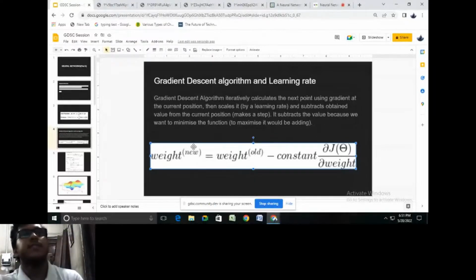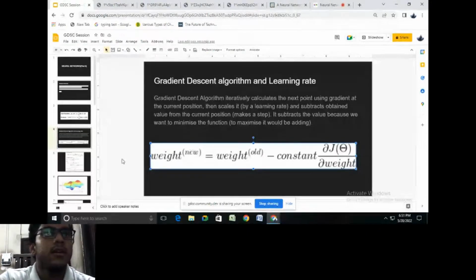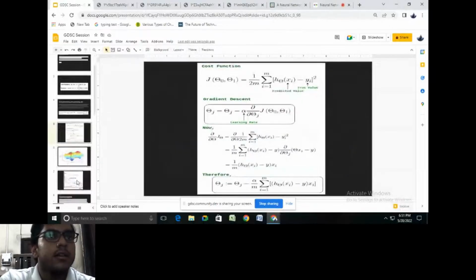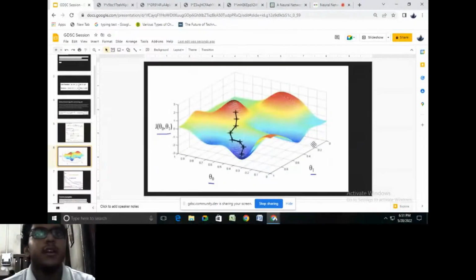So why is this algorithm called gradient descent? Because we strive to find the minimum of the cost function. You see here, this is how the cost function looks for two parameters theta 0 and theta 1. The cost function J of parameters theta 0 and theta 1 looks like this.